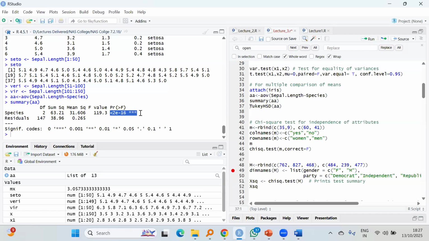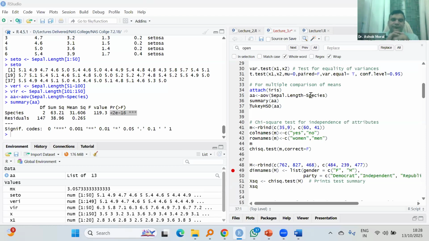What does this mean? It means it is 0.000000000000002, that is 15 zeros after the decimal and then 2. 2 into 10 to the power minus 16.